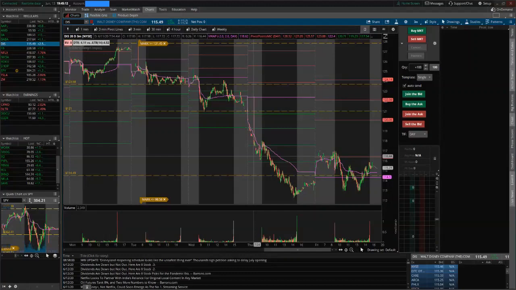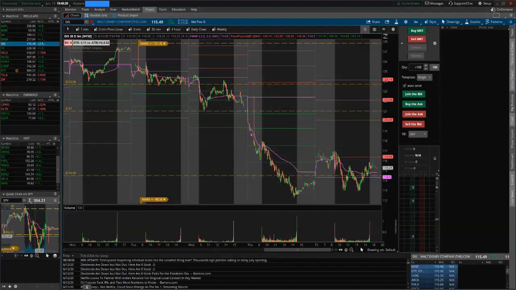So the way my process works in the morning, first thing I do, I always look at the SPY. I just want to see where it's at, if it's gapped down, gapped up, just kind of gives me an overall feel of how the day is going to go.